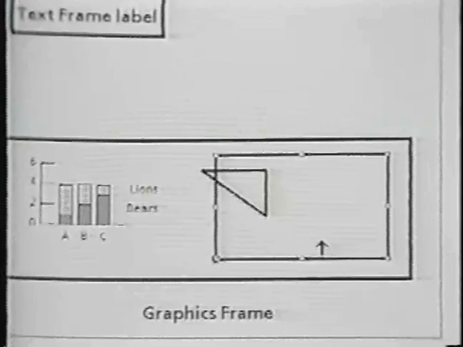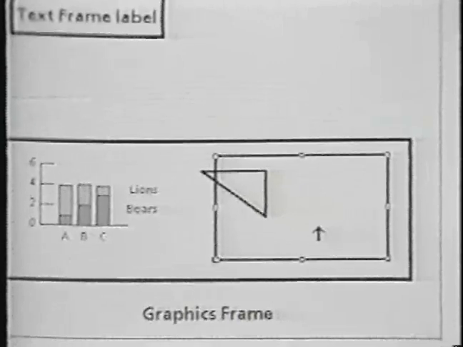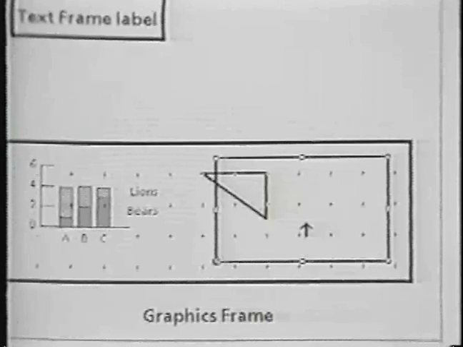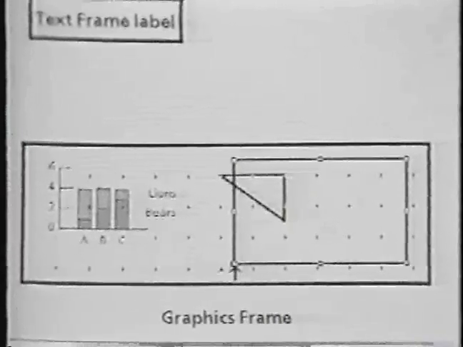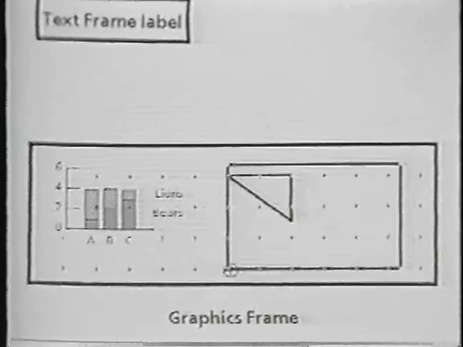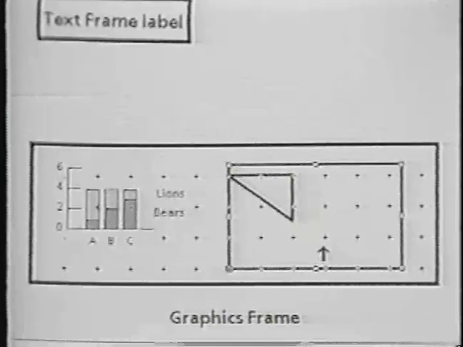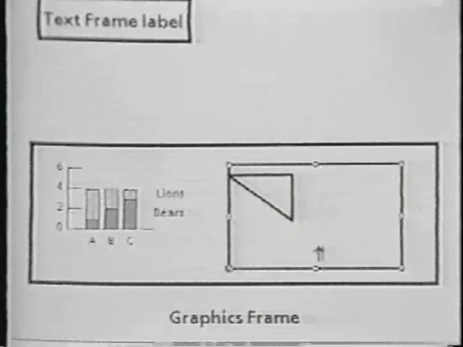Every graphics frame also has a grid. The grid can be turned on by selecting some object in the frame and pressing the grid key. The grid now will control the placement of the guiding point as I move this object around. The grid can be turned off by pressing the grid key again. It acts as a toggle.